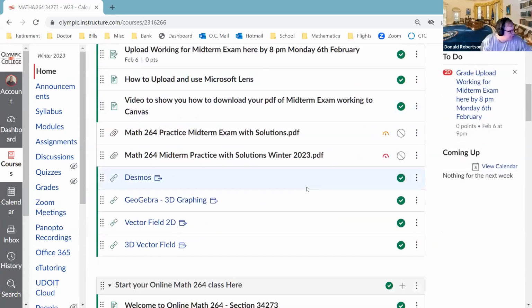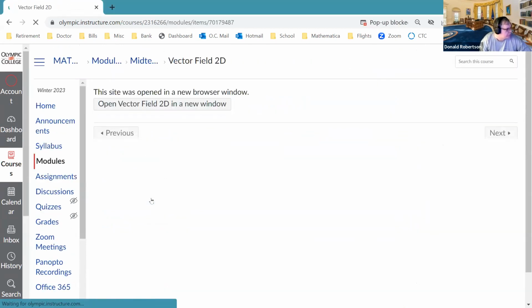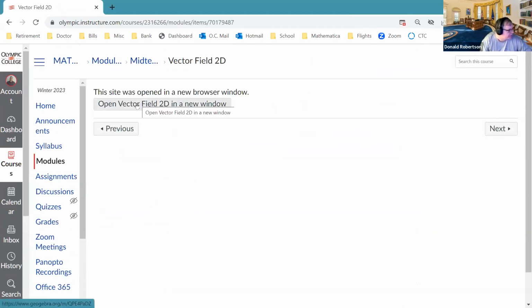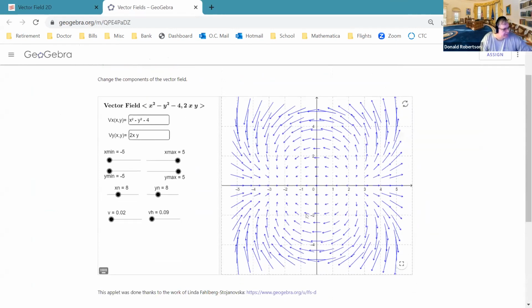Right, so right now you should be looking at Canvas, not Desmos. Do you see this item here, vector field in 2D? If I click on that, hopefully it's set up. Here we go. Now, there's the vector field that this one is doing. Oh, that's quite pretty. You see that?